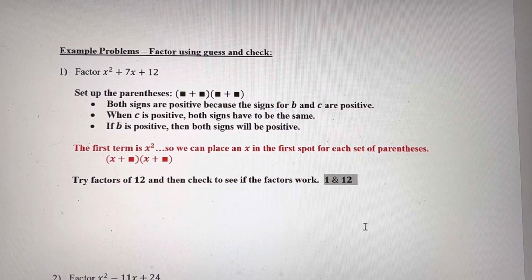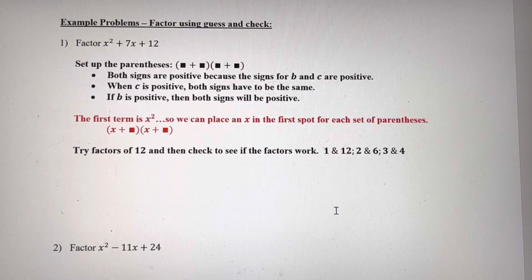So the first pair is 1 and 12. The next pair could be 2 and 6. And the next pair could be 3 and 4. All right, so let's plug all these pairs into my parentheses here, and then we'll check them.